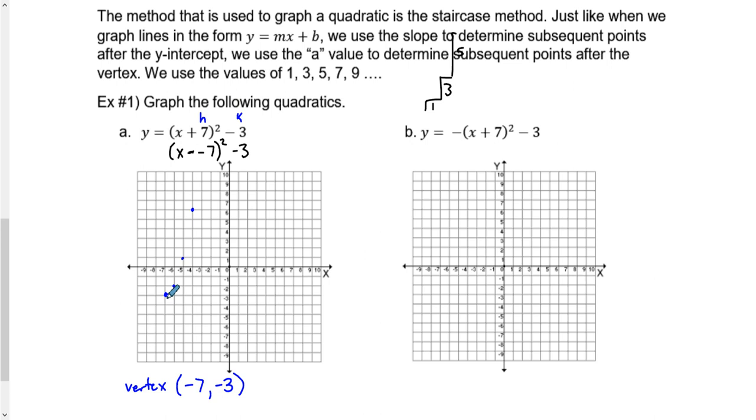If we do the same thing on the other side, we're going to be going over 1, up 1, over 1, up 3, over 1, up 5. And this allows us to sketch our parabola quite nicely. Having a nice steady hand allows this sketch to be quite nice. And there's our quadratic.